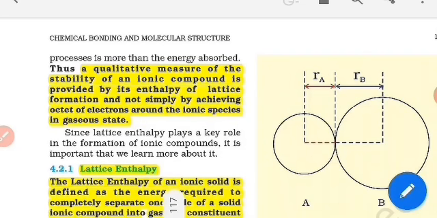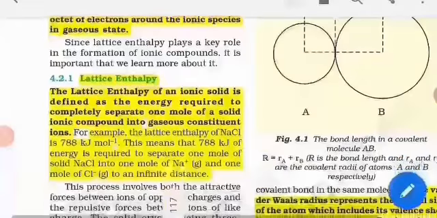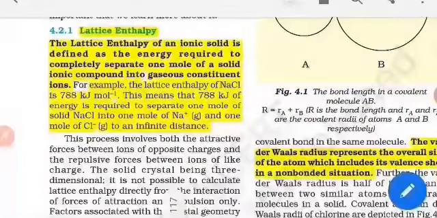Thus, a qualitative measure of the stability of an ionic compound is provided by its enthalpy of lattice formation and not simply by achieving an octet of electrons around the ionic species in the gaseous state. That means formation of an ionic crystal doesn't depend only upon ease of formation of cation or anion, but also upon the value of enthalpy of lattice. So let us discuss lattice enthalpy.